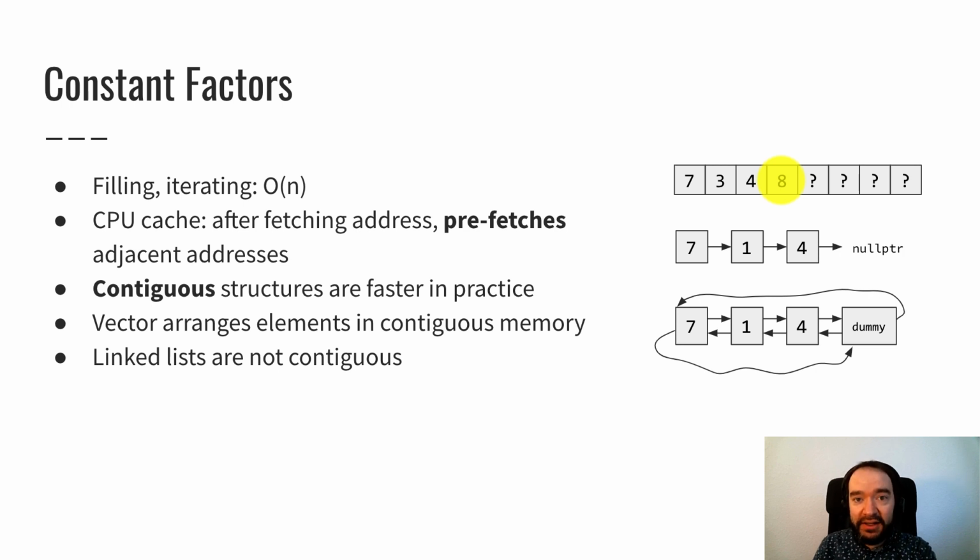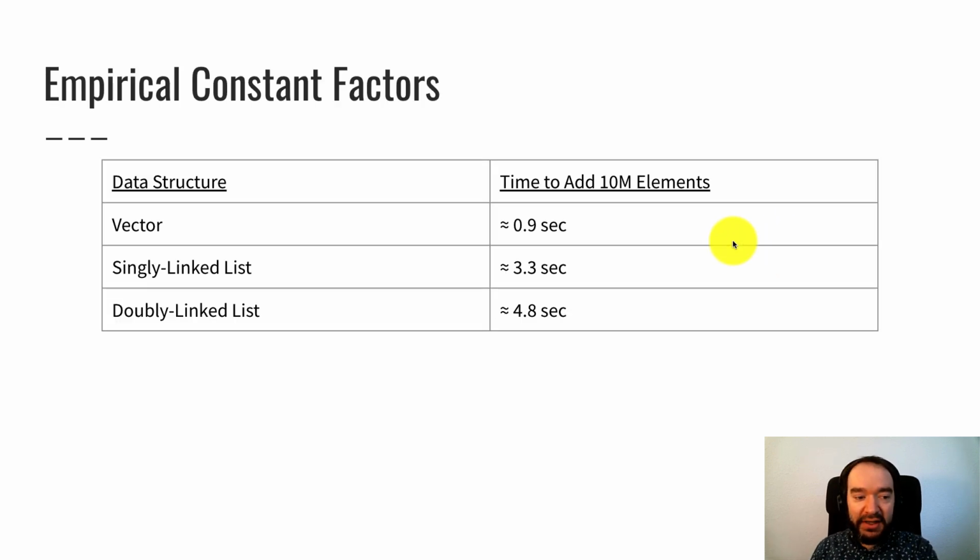Linked lists are not contiguous. The whole idea of a linked list is each element is stored in its own node. That's true for a singly linked list and doubly linked list. And most likely those node objects are not next to each other in memory. They're probably scattered at very different addresses. And so the cache will not be able to prefetch. If you fetch the node containing 7, odds are that the node containing 1 is at a radically different memory location, and the CPU cache will not help speed things up. This tends to be true in practice.